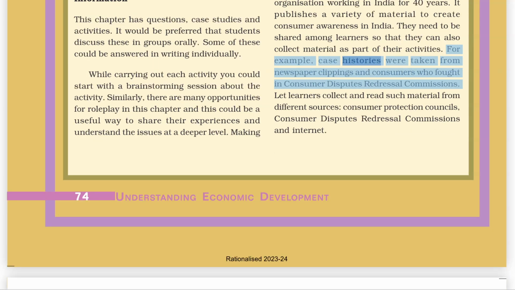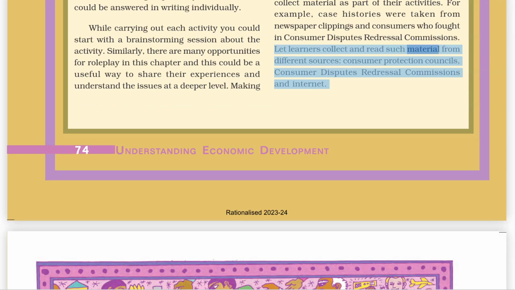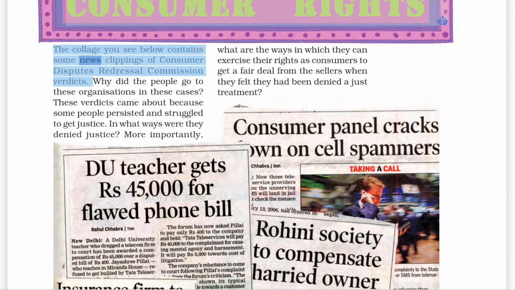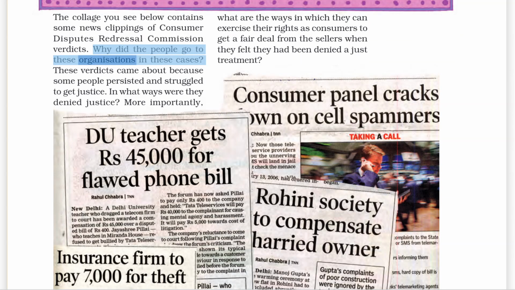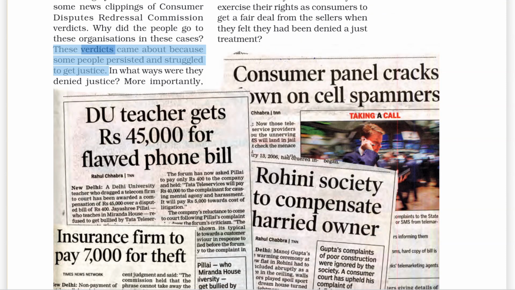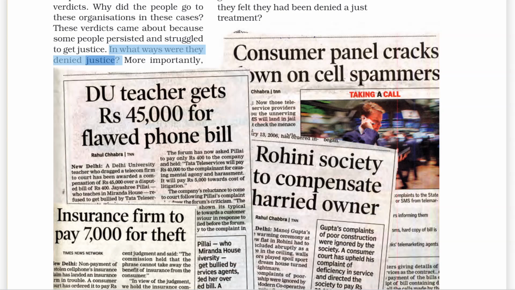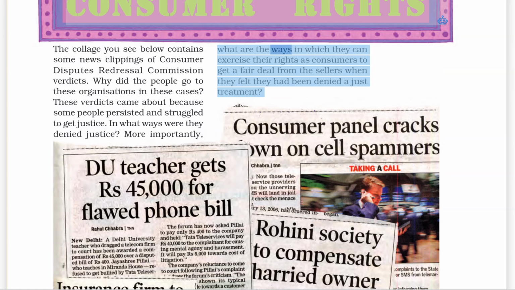For example, case histories were taken from newspaper clippings and consumers who fought in consumer disputes redressal commissions. Let learners collect and read such material from different sources: consumer protection councils, consumer disputes redressal commissions, and internet. The collage you see below contains some news clippings of consumer disputes redressal commission verdicts. Why did the people go to these organizations in these cases? These verdicts came about because some people persisted and struggled to get justice. In what ways were they denied justice? More importantly, what are the ways in which they can exercise their rights as consumers to get a fair deal from the sellers when they felt they had been denied a just treatment?